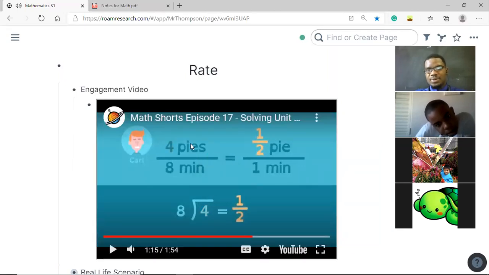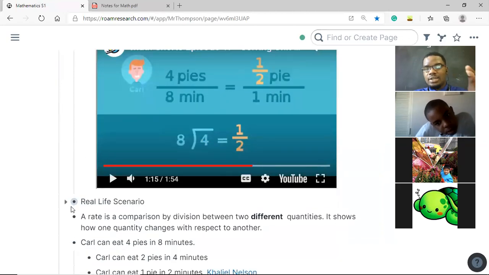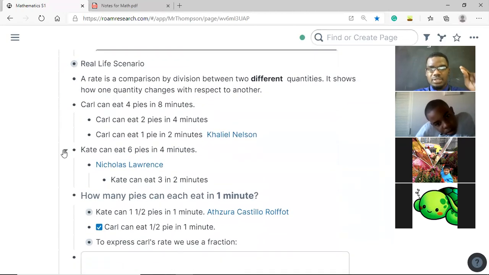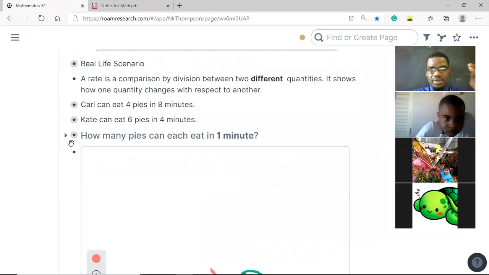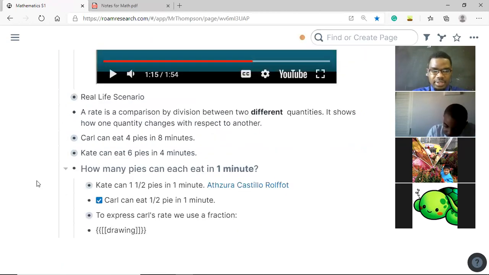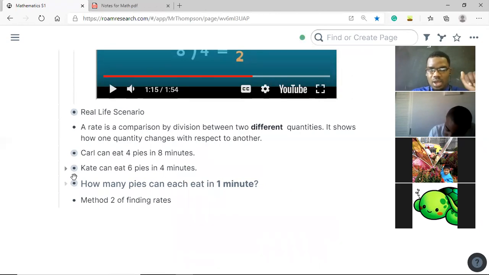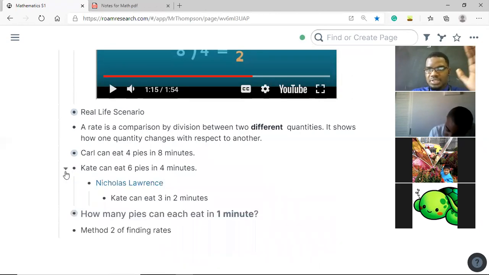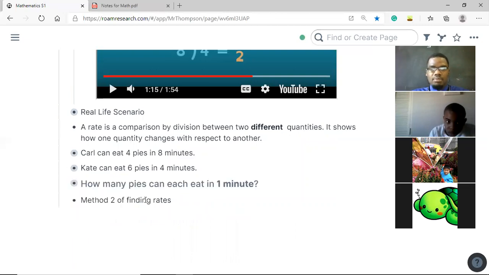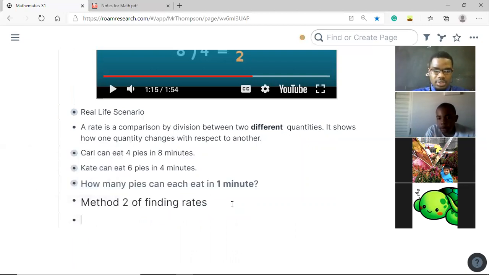Okay, so this is the second method to find rates. So method 2 of finding rate. Let's put that: Method 2 of finding rates. What we just did a while ago was method 1, where you just half it each time. Method 2 now. Method 2 of finding rates says step 1.